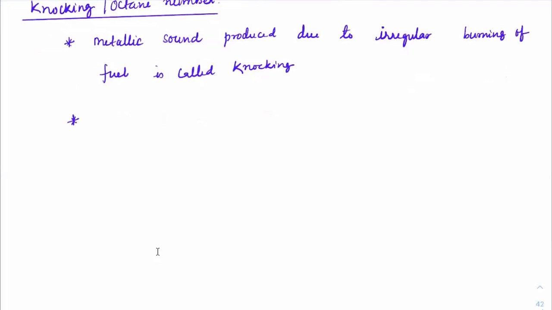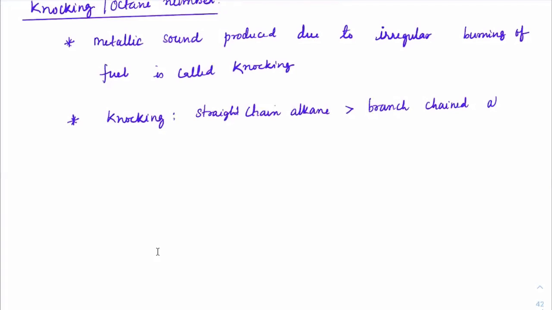Okay. Now, when it comes to knocking, in general, if you consider knocking, straight chain alkanes will usually produce more knocking than the branched chain alkanes, as compared to olefins, as in double bond containing compounds, then cycloalkanes, then aromatic hydrocarbons.